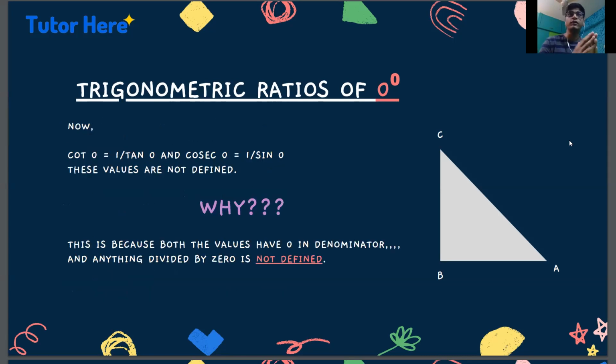Now, if you observe, cot and cosec were missing from the previous slide. This is because cot 0 is equal to 1 by tan 0 and cosec 0 is 1 by sine 0. These values are not defined. Can you tell me why? This is because both the values have 0 in the denominator and anything divided by 0 is not defined.